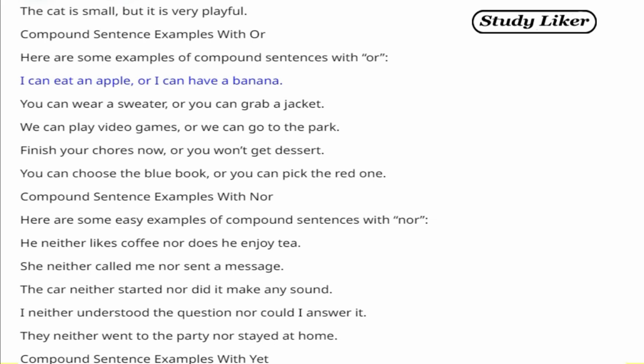I can eat an apple, or I can have a banana. You can wear a sweater, or you can grab a jacket. We can play video games, or we can go to the park. Finish your chores now, or you won't get dessert. You can choose the blue book, or you can pick the red one. Compound sentence examples with nor.